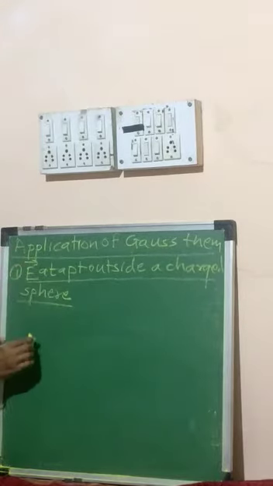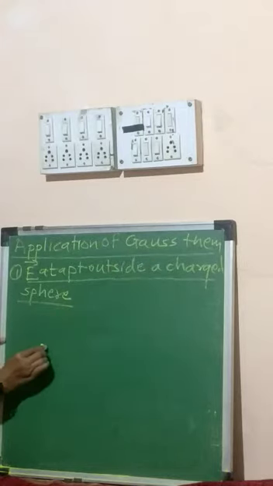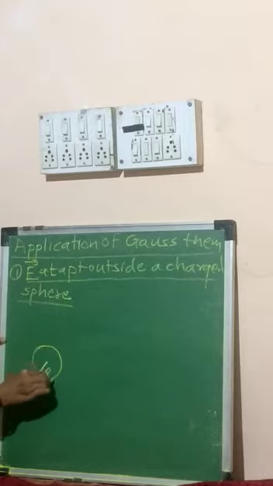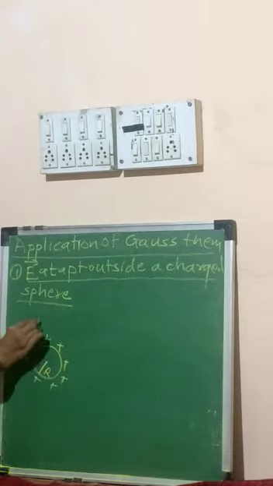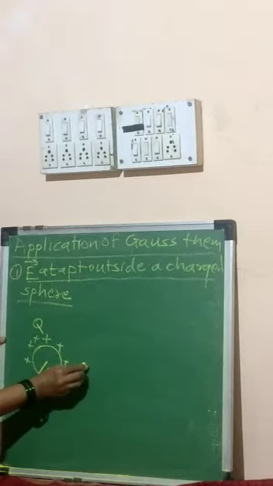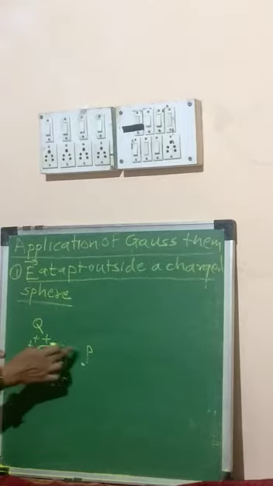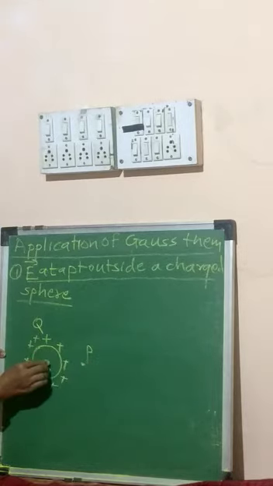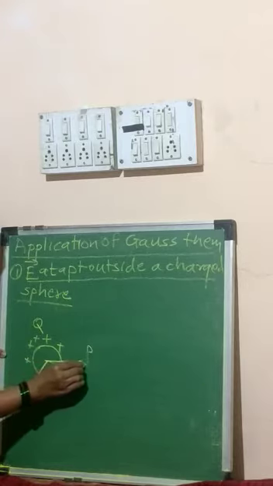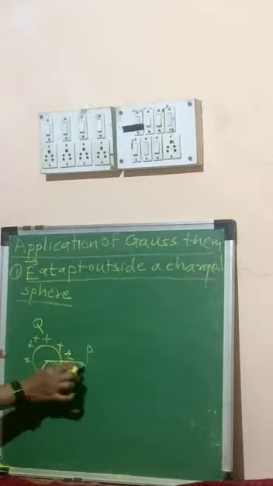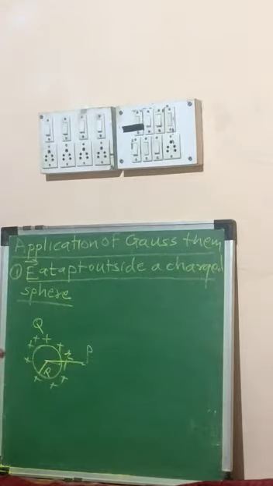Now what is that? Here we have considered a charged sphere. So let's consider this is the sphere of radius capital R, and over that surface area a capital Q charge is deposited uniformly. So here is a deposition of capital Q charge. Now we want to determine electric intensity at point P, which is outside a charged sphere. This point P is at a distance of small r from the center of the charged sphere.